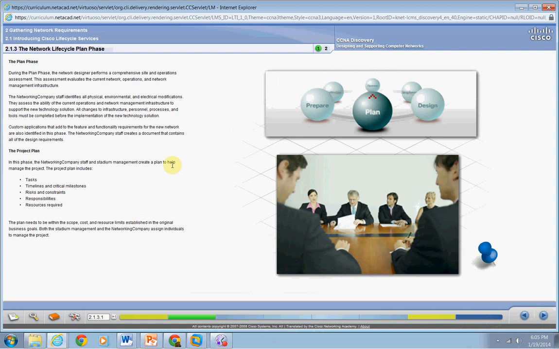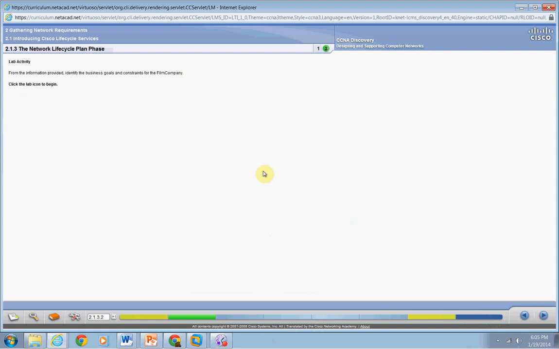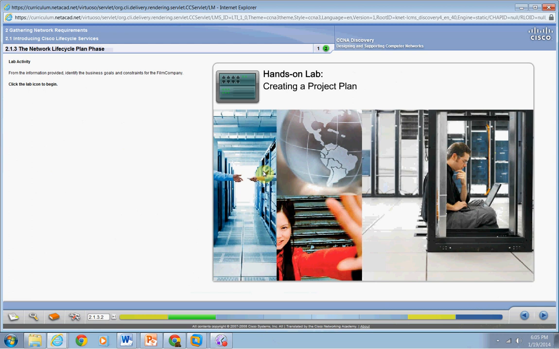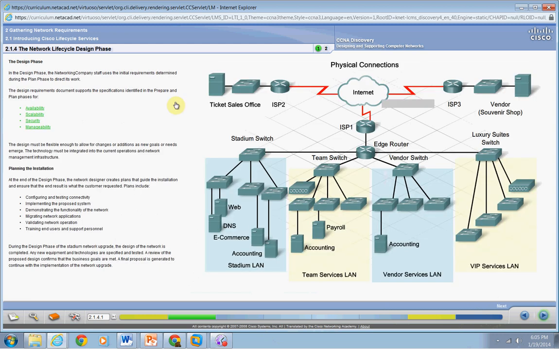You move on to the design phase. Well, this is a lab activity, a hands-on activity that we're not going to do. We're going to go past it. So from the plan phase, you go to the design phase. See how they just kind of work off of each other. It's a detailed design that meets the business and the technical requirements.